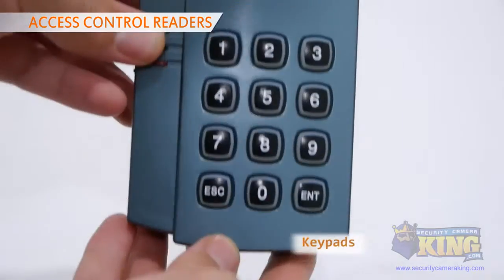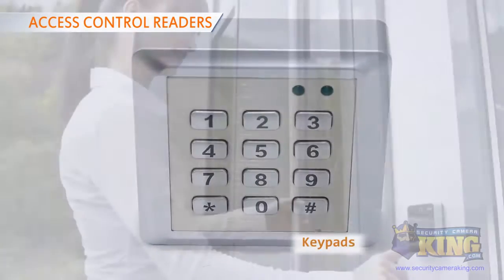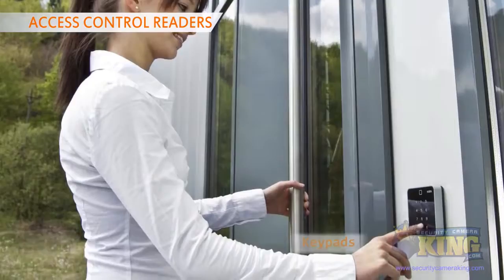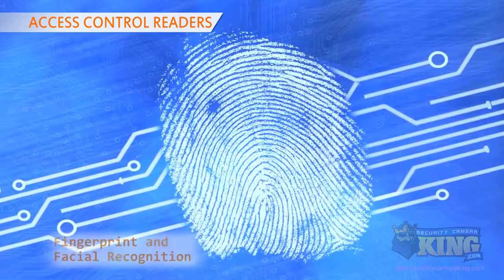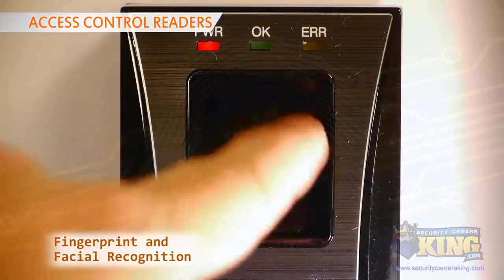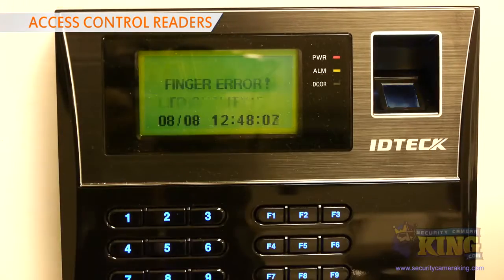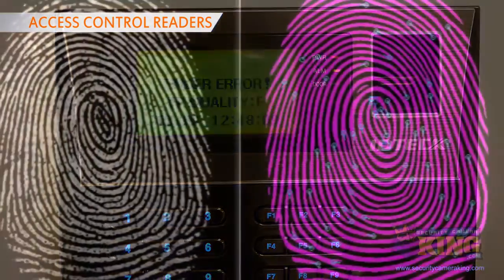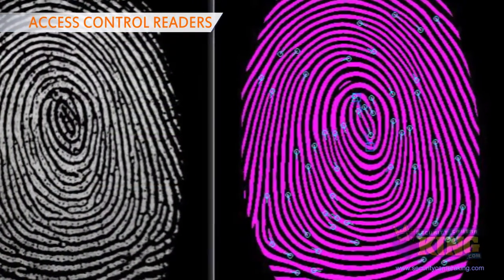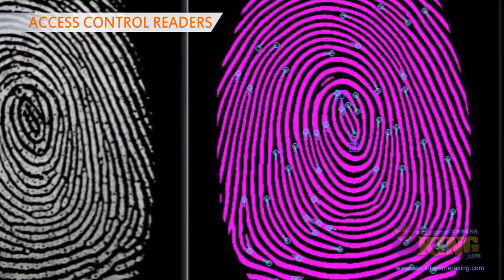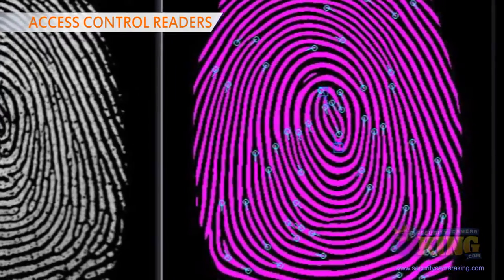Unlike proximity readers, keypads require the user to type an access code directly into the unit. Fingerprint and facial recognition readers. Also known as biometric readers, these can recognize a user's fingerprint to determine appropriate access for that person. ID Tech's patented technology actually maps specific points of the user's finger for greater accuracy and security.